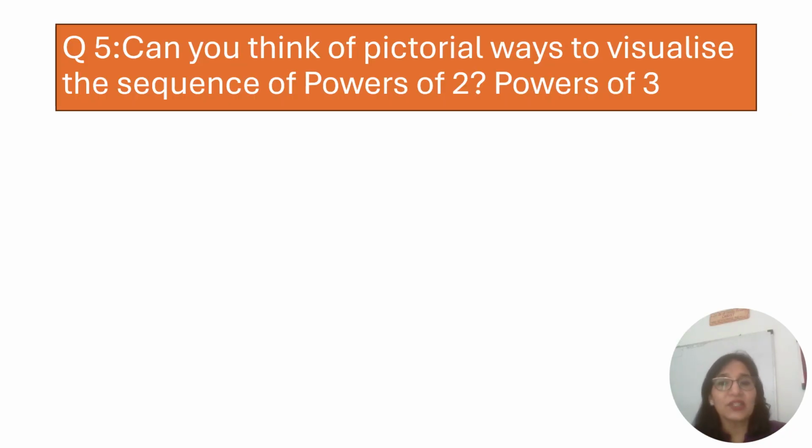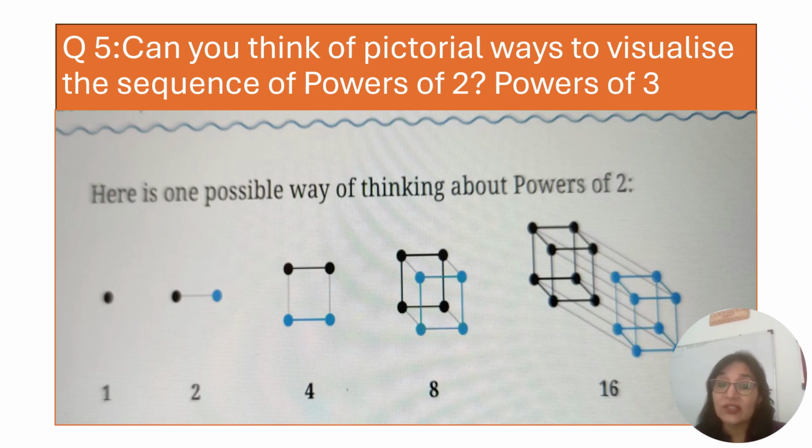Now, can you think of pictorial ways to visualize the sequence of powers of 2 and powers of 3? Now, here if you see, there is a possible way of thinking about powers of 2. So 1 into 2, that is 2. So likewise 2, and then you have 4, then you have 8, then you have 16. So in this you find powers of 2. Here it is 2. What is the power? 1. Then you have how many powers here? 2 square, and then likewise it goes further, which we have seen in the previous one.